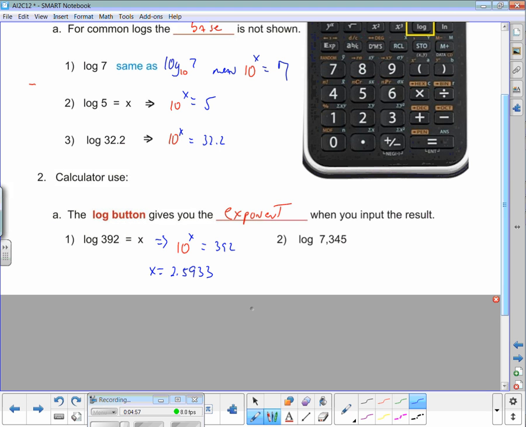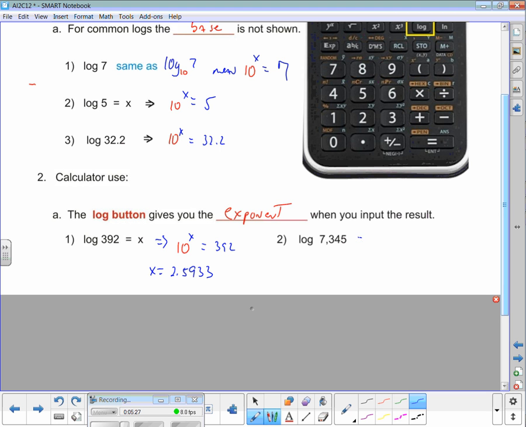So we don't want to round that off to 2.6. Because here would be the reality: if you rounded that off to 2.6, then that's really the log of 398. Well, we want the log of 392, and it's 2.5933. So use 4 decimal places, because the round-off makes a difference since you're dealing with an exponent.